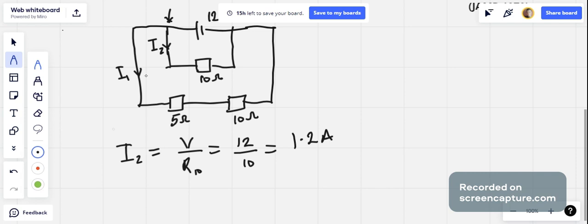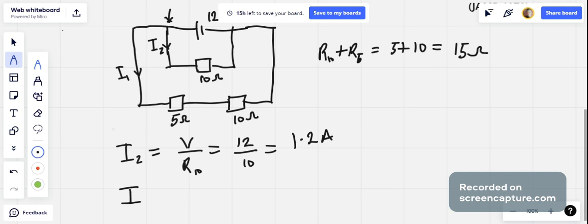Then how do we get the current I1 that flows through 5 ohms and 10 ohms? Now, the equivalent resistance between 5 ohm and 10 ohm will be 15 ohms. And you know, since it's a series connection here between 5 and 10, the same current that flows in 5 ohm will flow in 10 ohms. So if we add that, that's R10 plus R5. That will give us what? 5 plus 10 to give us 15 ohms.